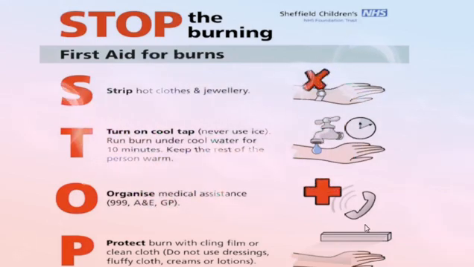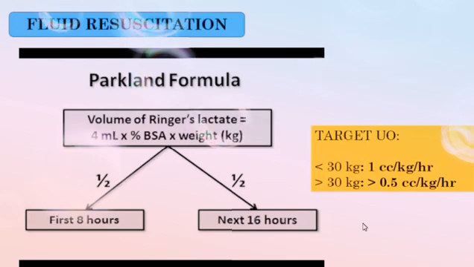Stop the burning. First aid for burns: strip off hot clothes and jewelry. Turn on the cold tap. Never use ice. Run the burn under cool water for 10 minutes. Keep the rest of the person warm. Organize medical assistance. Protect the burn with cling film or a clean cloth. Do not use dressings, fluffy cloth or creams.